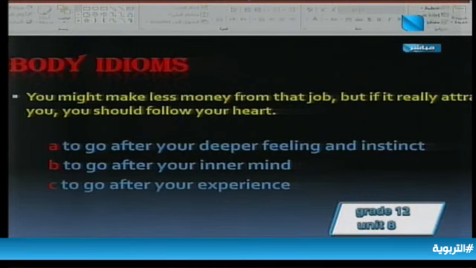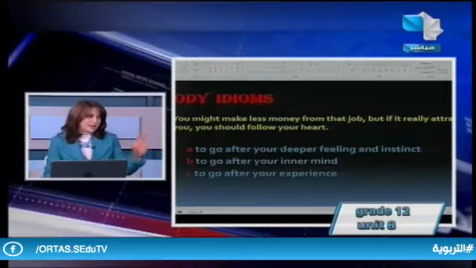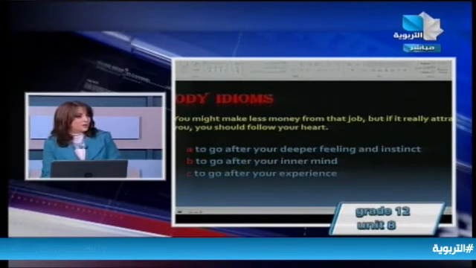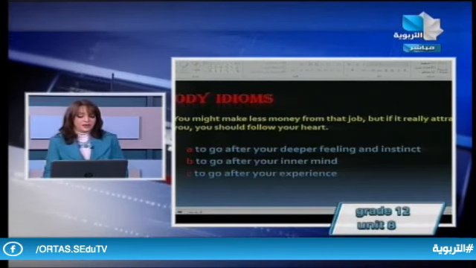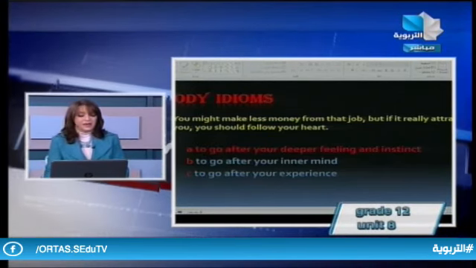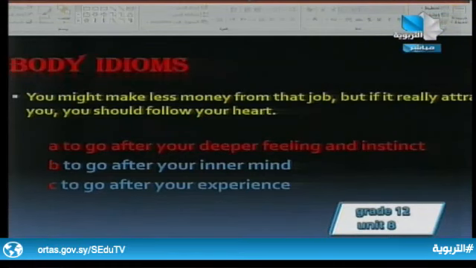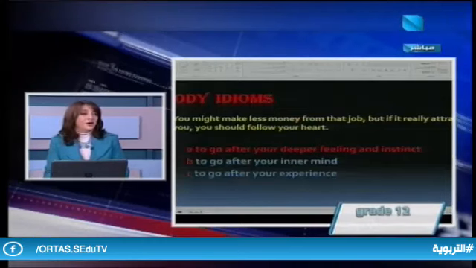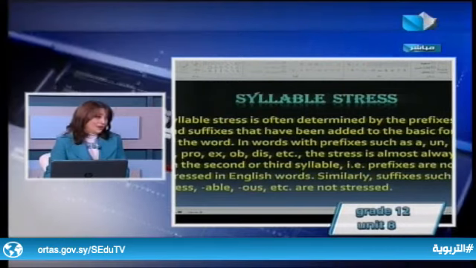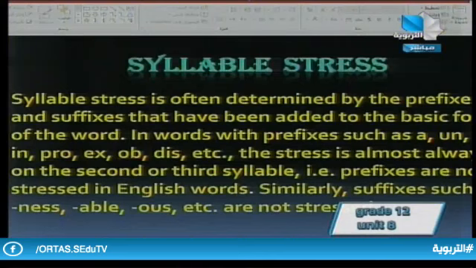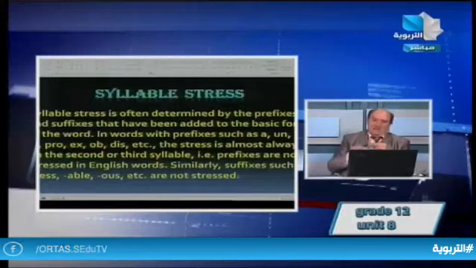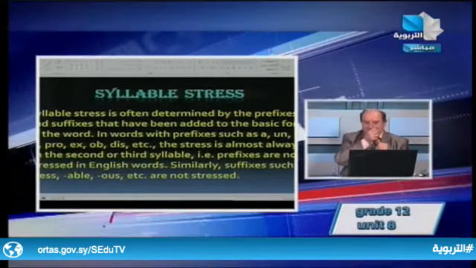And of course, we all know that the heart is responsible for feelings. This is not scientific, but this is a general idea which we have. So what do you mean by should follow your heart? You should follow your inner feeling, to go after your deeper feeling and instinct. There is a kind of proverb concerning this: follow your heart, but keep your eyes open. Very nice. So you should be careful.